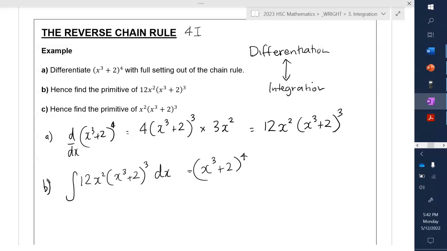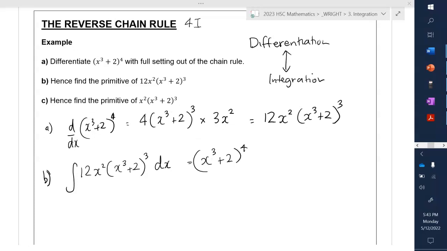Can we see what's happened there? So these are just the opposite of each other. When we differentiate this, we get this function. When we integrate this, we get this one. So they're vice versa. They're the opposite of each other.